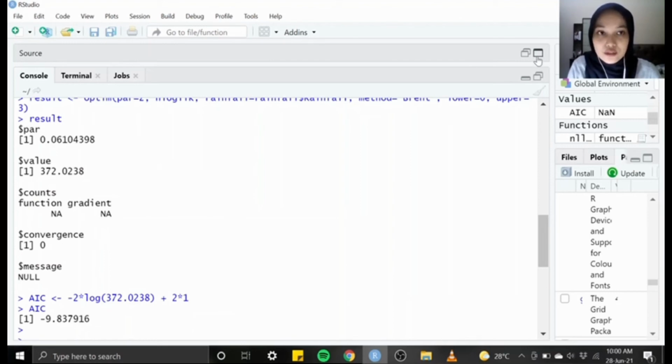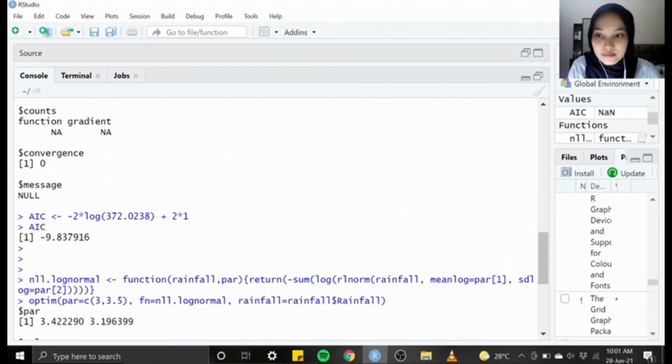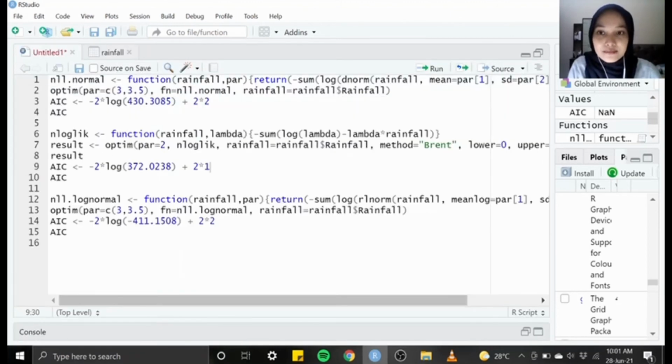and our L value is 372.0235. So we can find our AIC value directly, and our K value here is only 1 as our parameter is only lambda, and the AIC we obtain is negative 9.837916. So for the log normal distribution, I will pass to the next presenter. Thank you. That's all from me.